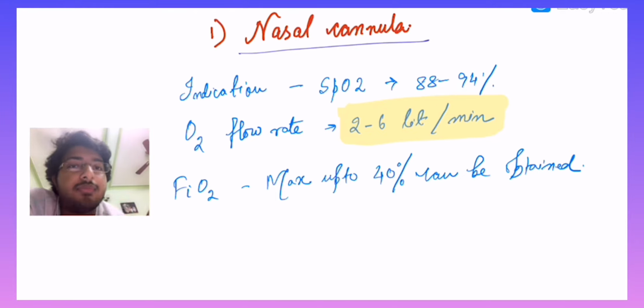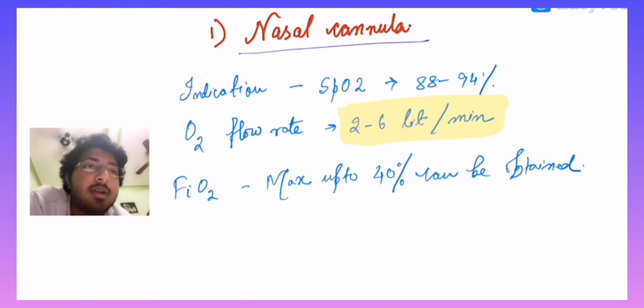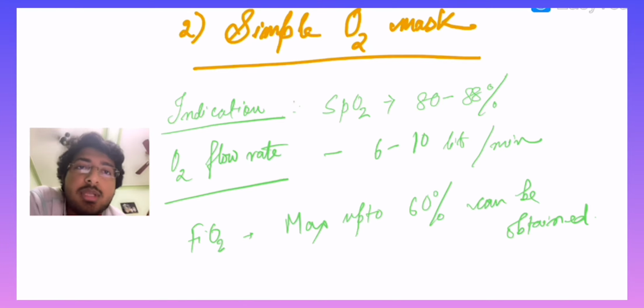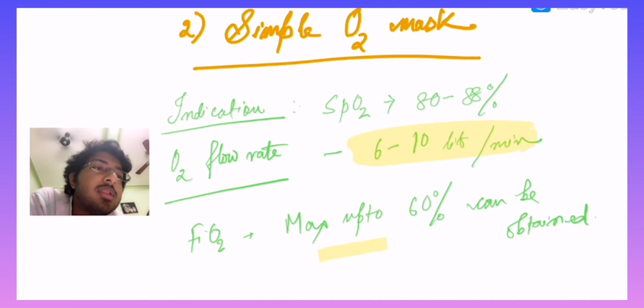And next, if the patient's oxygen level is still not increasing, that means if the nasal cannula fails, then we have to put the patient on a simple oxygen mask, the indication for which is when it falls to 80 to 88%. The oxygen flow rate should be here 6 to 10 liters per minute, and FiO2 can be increased up to 60% here.